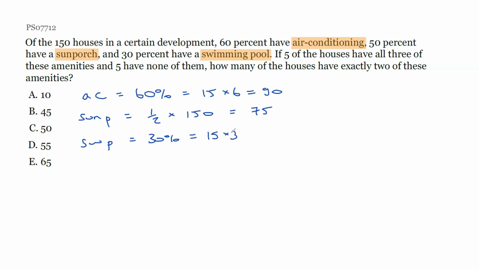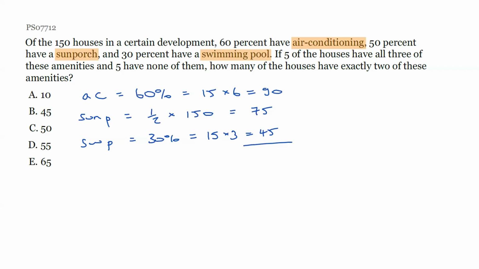These three numbers, 90, 75, and 45, add up to more than 150. There are more amenities than houses. How is that possible? Let's be clear that when we're told that 60% of the houses have air conditioning, this doesn't mean that 60% of the houses have only air conditioning. The GMAT is very consistent with its phrasing here. The meaning is, have air conditioning and perhaps other amenities too. That's why the number of amenities is greater than the number of houses. Some of the houses have more than one amenity.